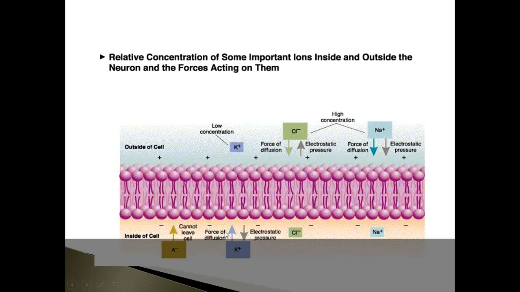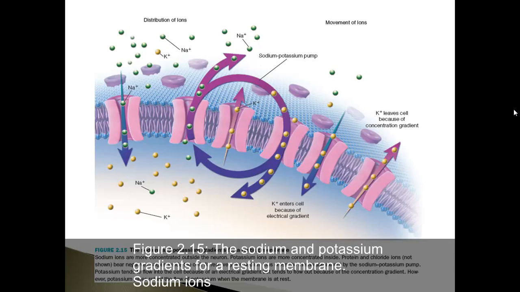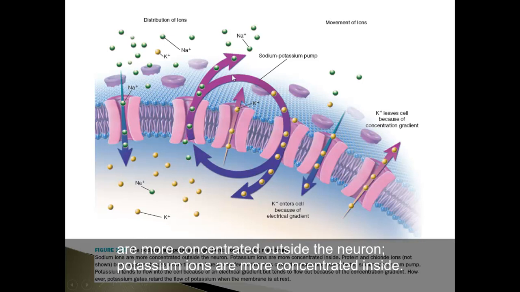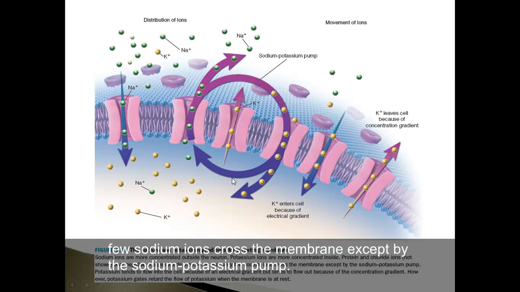Potassium, you can see, is on the inside. It's positive, and so through electrostatic pressure it wants to stay where it is, but by the force of diffusion it wants to go out. And then the sodium-potassium pump, which you'll see right here, is this little mechanism inside the cell membrane that is constantly pumping sodiums out and potassiums in.